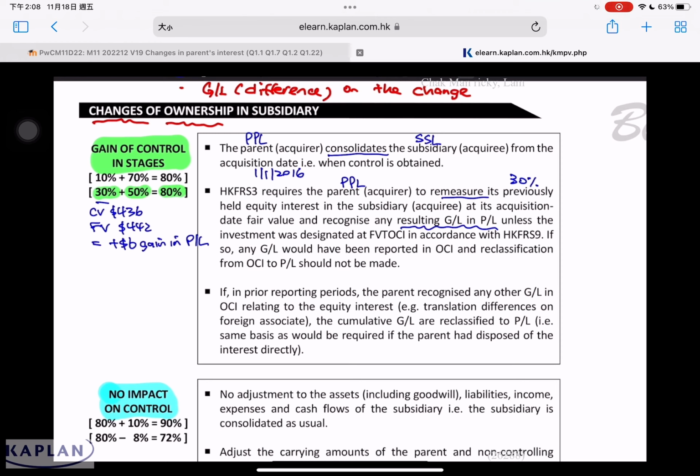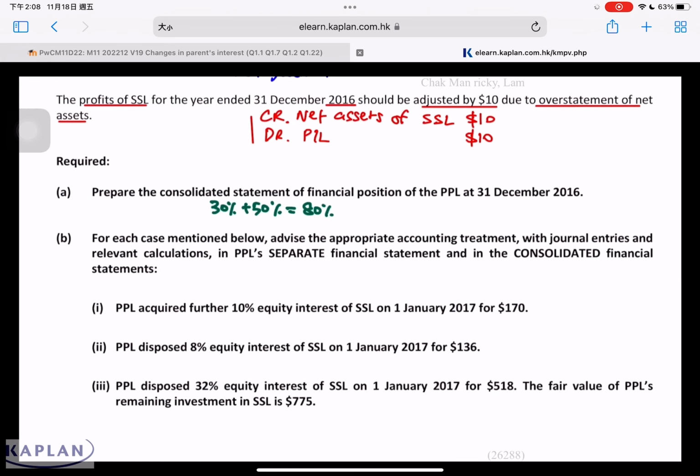This is what we did just now. If the question asks you to discuss, you can refer to the point here. But remember, you must apply to the question by showing the company name, using the dates, using the amount. Part A is 30% increased by 50% to 80%.